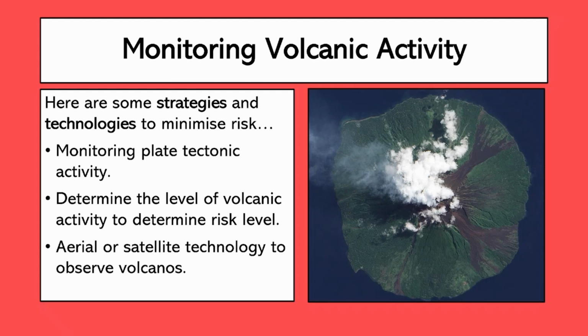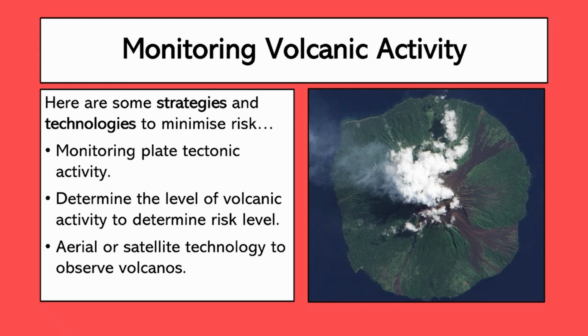So if we are able to monitor that plate movement, we can sort of assess the landmass and the crustal area that we're working with and go, okay, maybe there's a higher chance of a volcanic eruption happening here because we know that there's going to be a subduction zone. We know that these two plates are converging on each other and there's a high chance that a volcano could erupt.